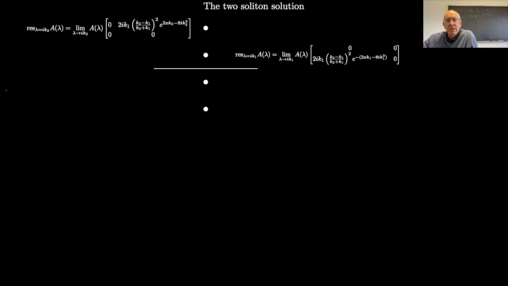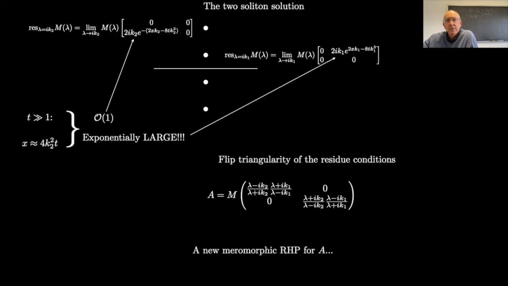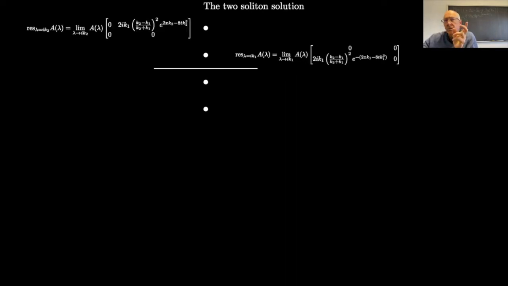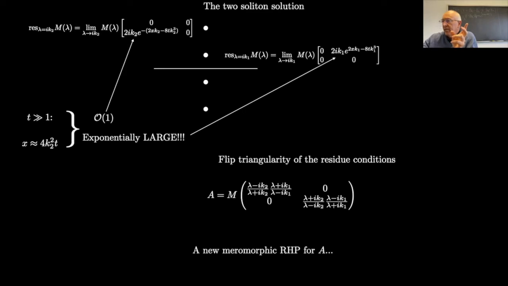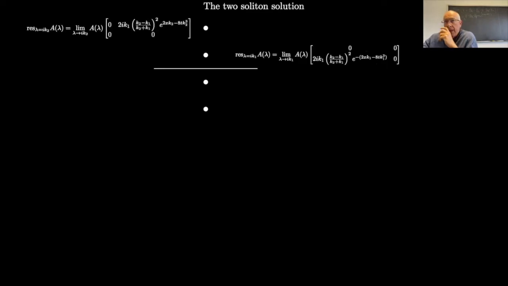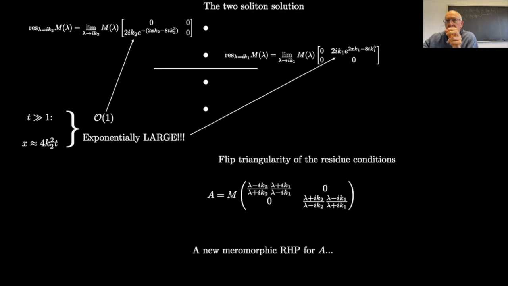Let me go back so you can compare them. The triangularity of the residue conditions flips. You can see that it goes from lower triangular at IK2 to upper triangular at IK2, and the same thing at IK1. And if you notice the exponential factors, they change sign. Here it was e to the negative blah blah blah, here it's e to the positive blah blah blah.